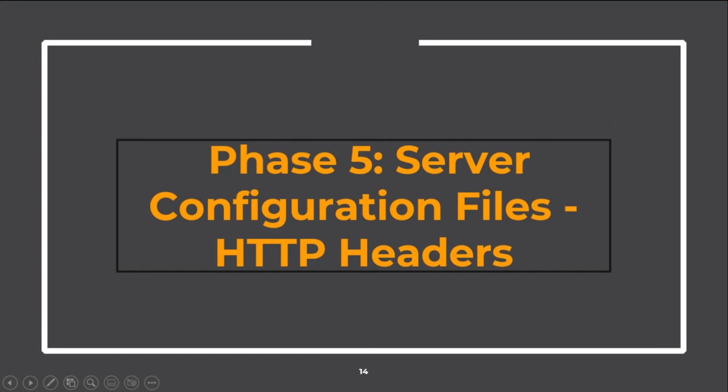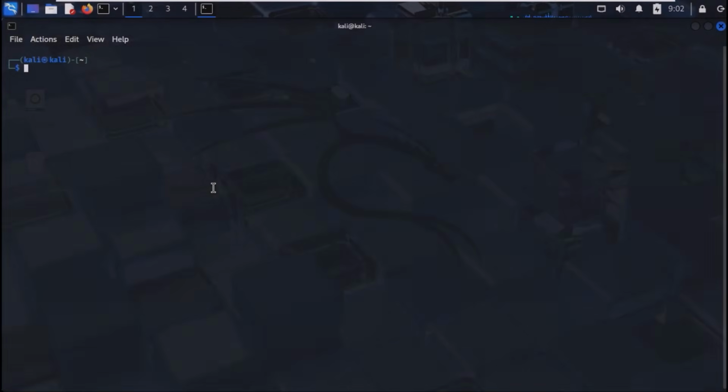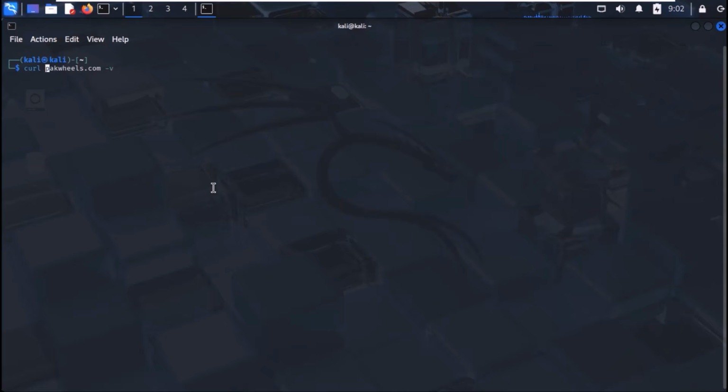Finally, let's take a look at HTTP headers. Every time you make a request to a web server, it sends back hidden response headers along with the actual web page content. These headers carry valuable metadata about the server, such as technologies in use, caching behavior, security policies, and more. You can view these headers in the Network tab of your browser's developer tools by clicking on any request and navigating to the headers section. Alternatively, you can use a command line tool like curl.